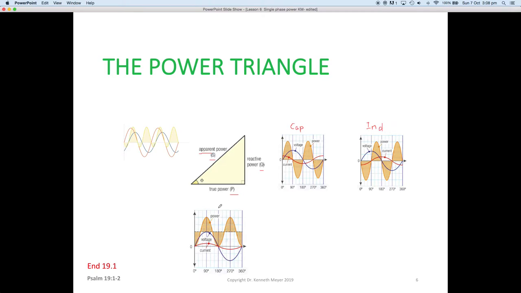So on the bottom of the triangle, as I said, we've got true power. So this graph here, remember, represents true power. These two together will represent reactive power. And basically, because they're 180 degrees out from each other, we're going to be able to subtract them. So if you remember, this one was minus 90, and this one was plus 90. We're going to actually be able to subtract them to end up with the actual Q that we want.